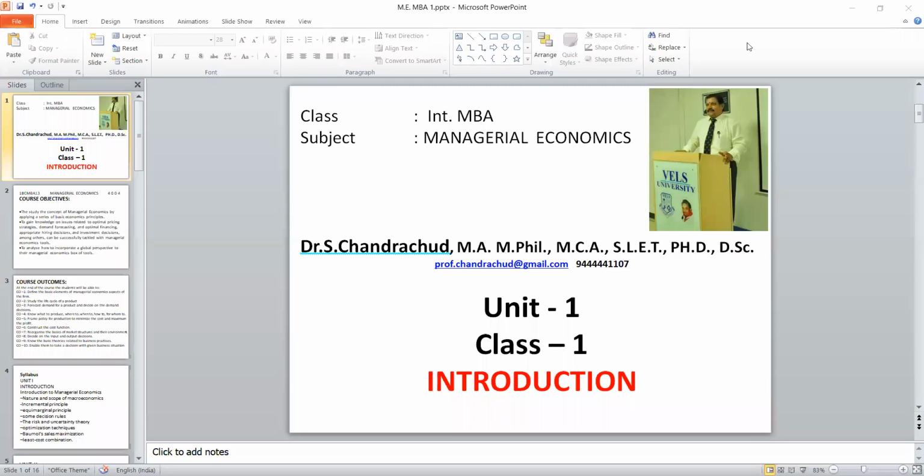In this particular subject, we have 5 units. Before knowing about the syllabus, first we should know what the course objective is, why we have to study this subject. Once we study this subject for this semester, what we are able to do with it, that is the course outcomes. So before knowing about the syllabus, first we should know why we are studying and what application we can do in business through managerial economics.